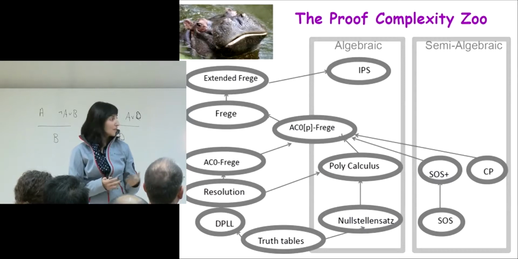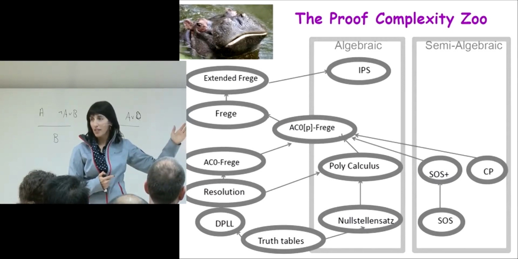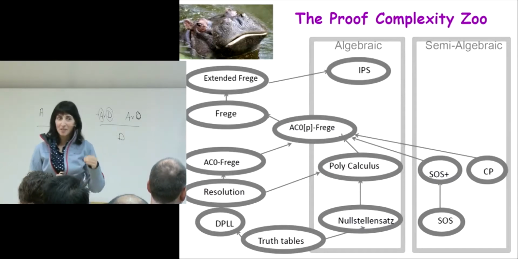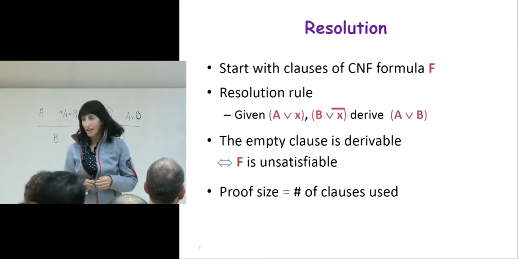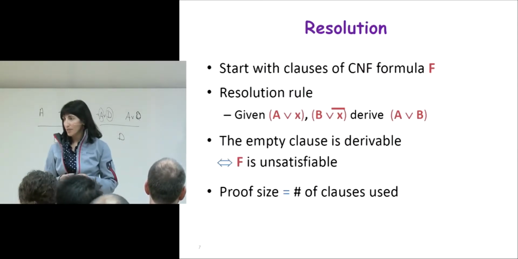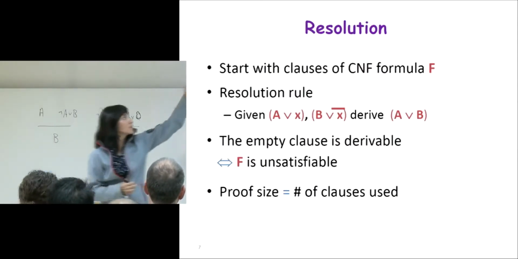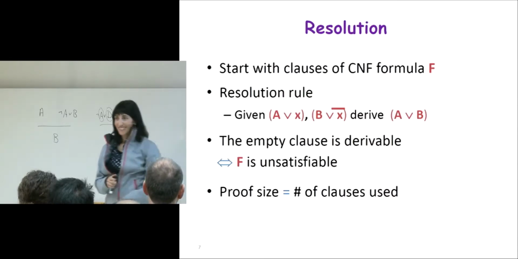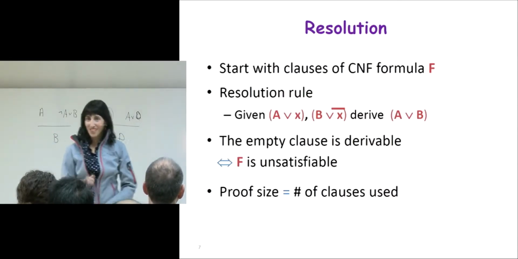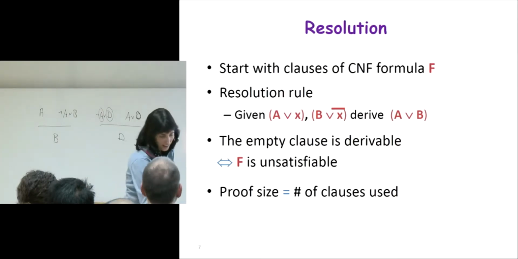So proving lower bounds on these proof systems doesn't seem like it's going to eventually lead to proving NP not equal co-NP. At least we don't know that today. On the other hand, I don't know of really any propositional tautology that has a proof that's not formalizable in one of these systems up here at the top. Any other questions? Okay.